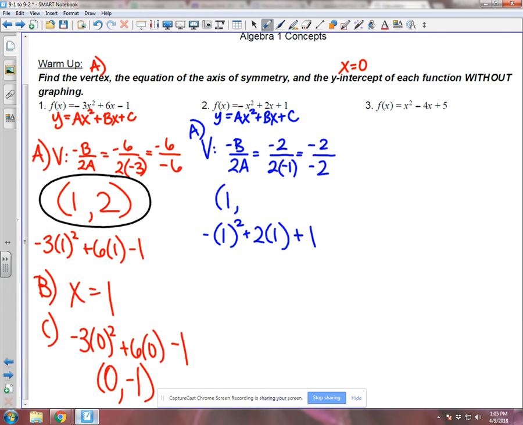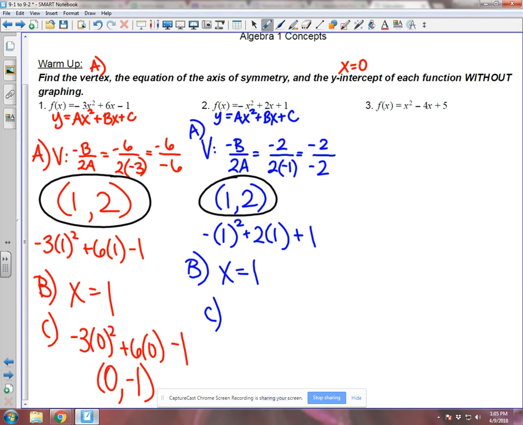So what do you get? You said 1, you said 2, so what do I actually get? How about the rest of you? 2? Get 2? So there's my vertex. Okay, the next thing they asked me for is the axis of symmetry. What cuts this thing right down the middle? X equals 1.